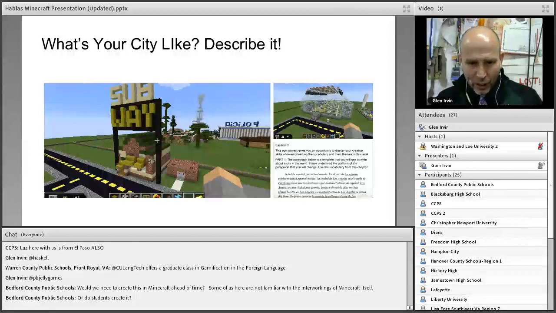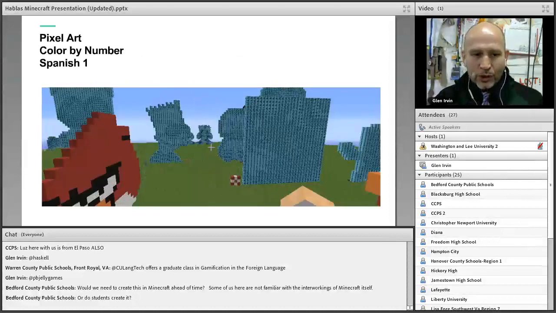Before I move on, let me see. Would we need to create this in Minecraft ahead of time? Some of us here are not familiar with the inner workings of Minecraft, or do students create it?